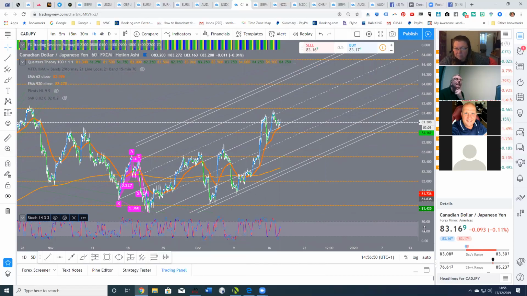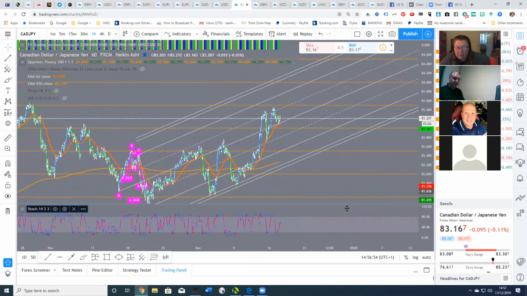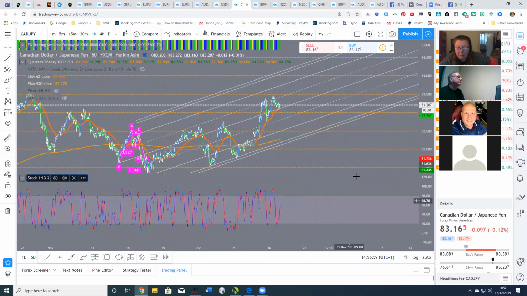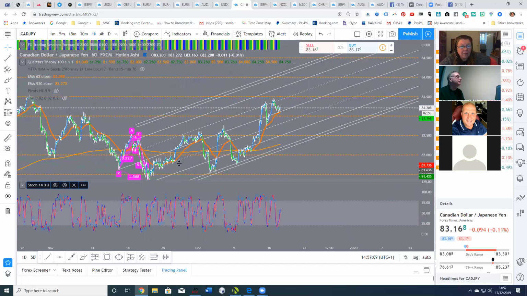So here we are on CAD JPY, which we had said the Canadian dollar was weakening. Again, I don't use the pie chart currency strength indicator, but I know Paul said that this morning. So if anyone uses it, please do check what it's telling us on that.